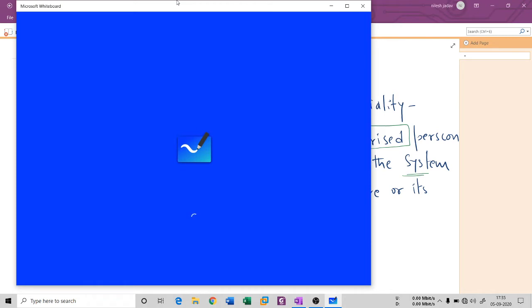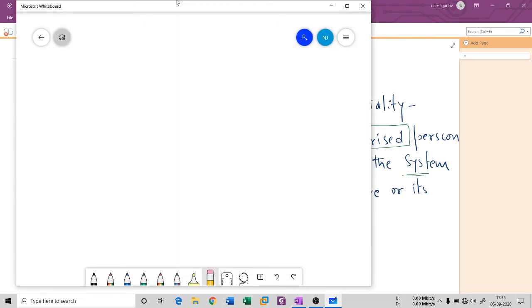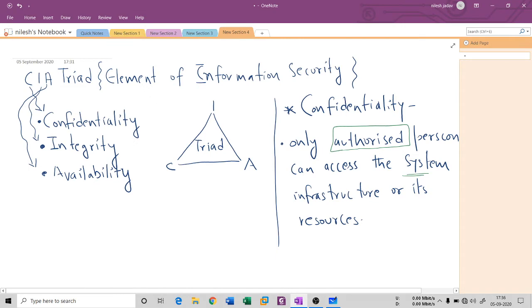Authorization is a very important keyword, but before authorization, there is a term called authentication. These two terms are very relevant to each other, but have separate meanings. So in confidentiality, one is authentication and one is authorization. Those two things are very important and we need to understand them. So sir, what is authentication? Well, there are two things here. My mouse is not working. Yeah, so two things here: first is authentication and one is authorization.